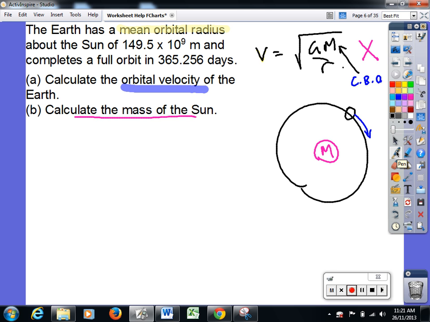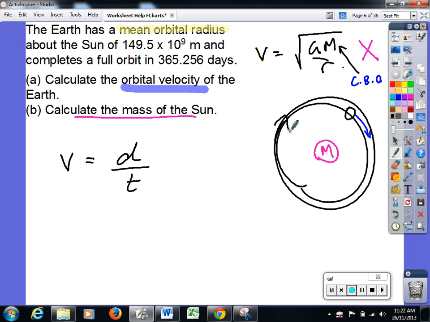So we're going back to a previous type of question where we realise that velocity is just simply distance over time, and the distance is the circumference of the orbit, and the circumference is simply 2 pi r, and we've got enough information to find that.